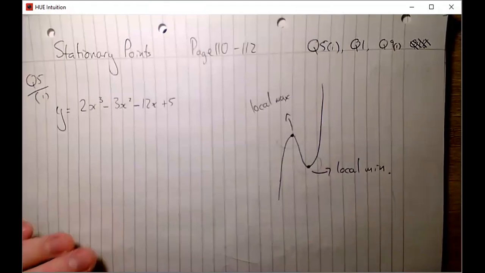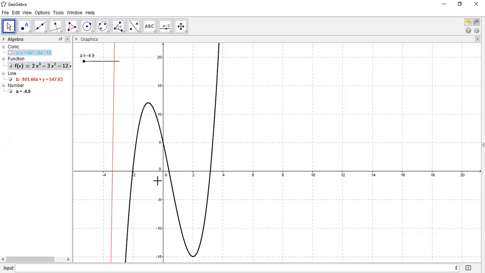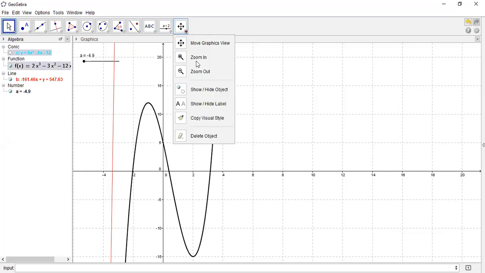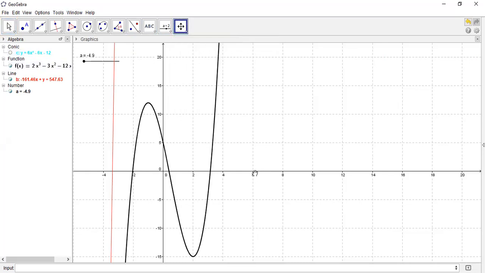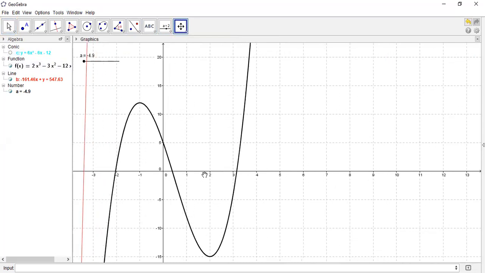Now, mathematically, how do we find that? Well, here's our function. And actually, straight away, you can probably see that the turning points there are at 2, minus 15, and minus 1, and I think that's minus 112 up there. So we know the answer straight away.